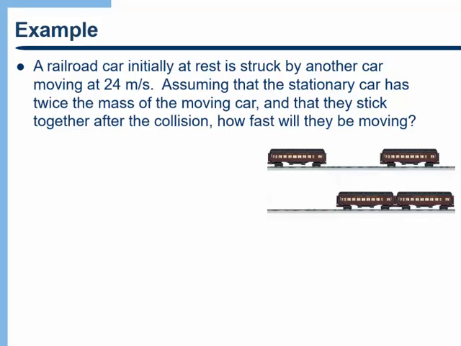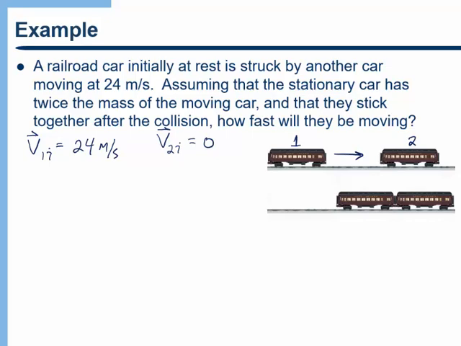All right. I'm going to first of all label the cars. That's going to be car number 1 and that's going to be car number 2. And so let's go ahead and identify what we know. We know that car number 2 is initially at rest, so V2 initial is equal to 0. We know that V1 initial is equal to 24 meters per second. So car number 1 is coming towards car number 2, which is at rest. By the way, one thing you might not know about railroad cars is they automatically couple when they hit each other. And so it's actually a good example of two objects that collide and stick together.